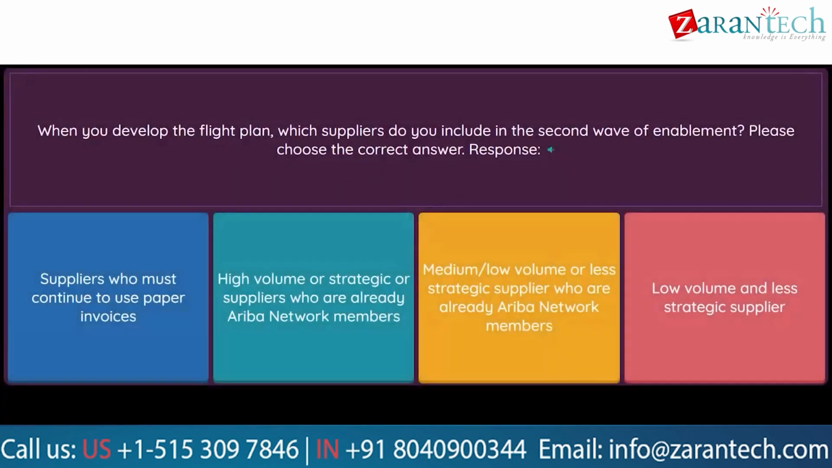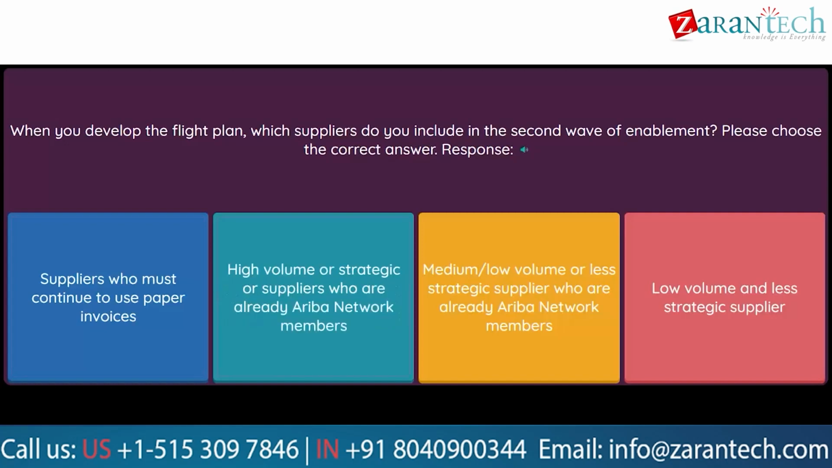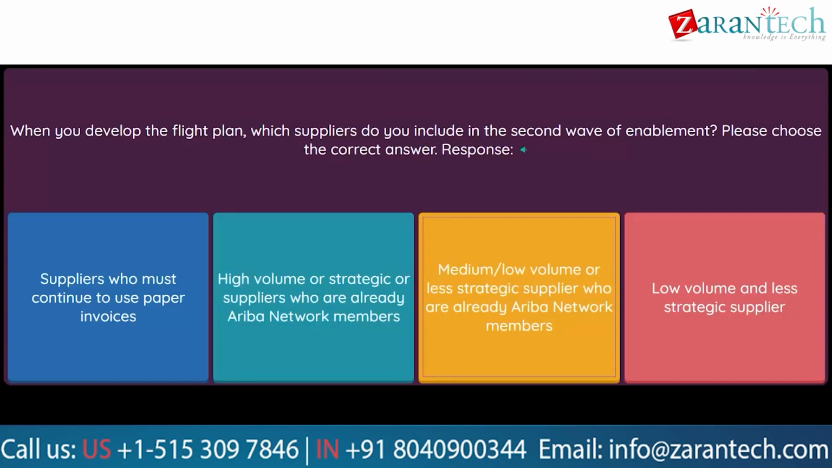Question: when you develop the flight plan, which suppliers do you include in the second wave of enablement? Please choose the correct answer. Response: Option 1, suppliers who must continue to use paper invoices. Option 2, high volume or strategic suppliers who are already Ariba network members. Option 3, medium/low volume or less strategic suppliers who are already Ariba network members. Option 4, low volume and less strategic suppliers.